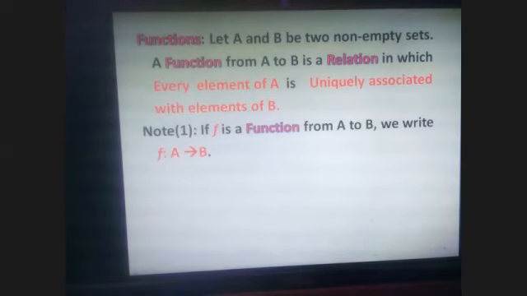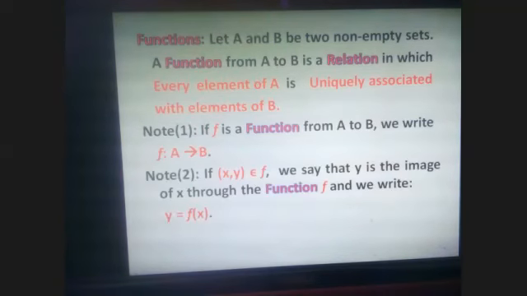So if f is a function from A to B, we write f from A to B. It is a kind of relation, the same notation. But normally for relations we use a capital R or something like that. For functions we use letters f, g, capital or small, any. If (x, y) is a member of f, we say that y is the image of x through the function. The image of x through f is y. And we write y equal to f(x).